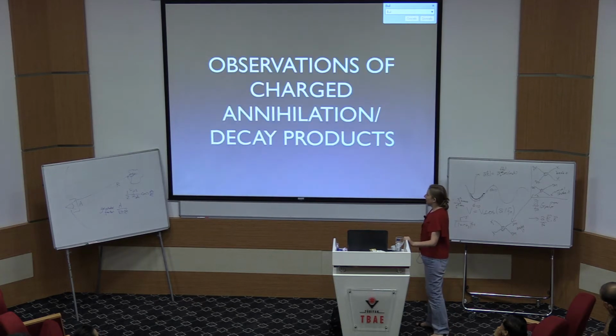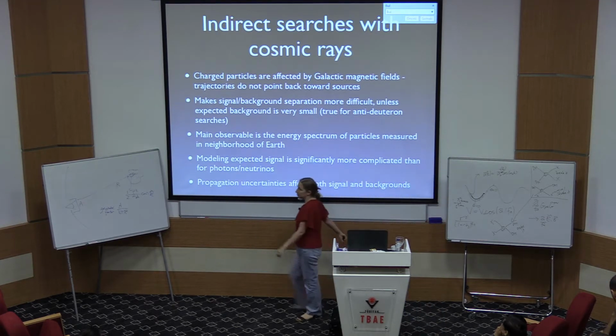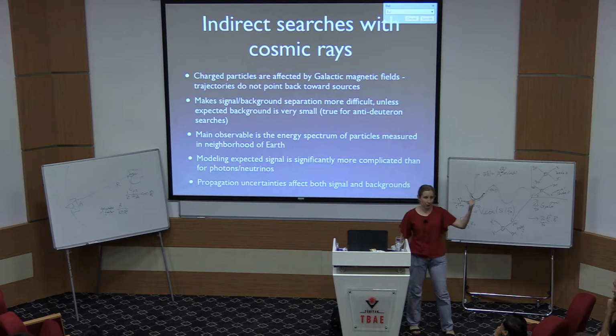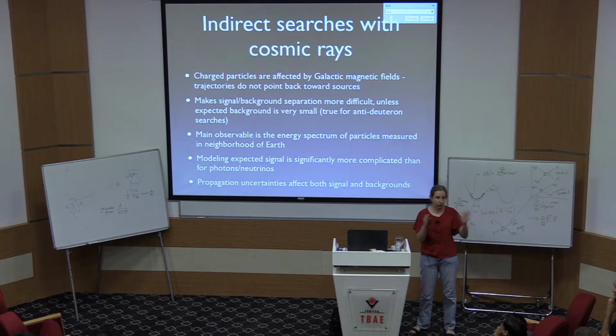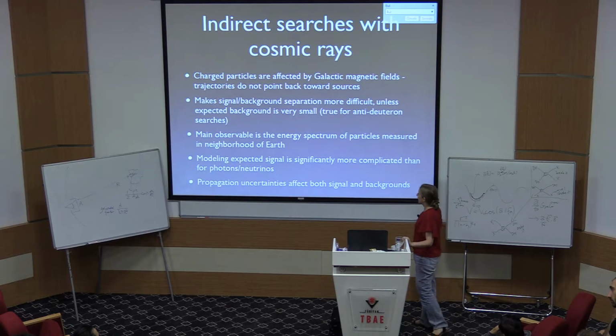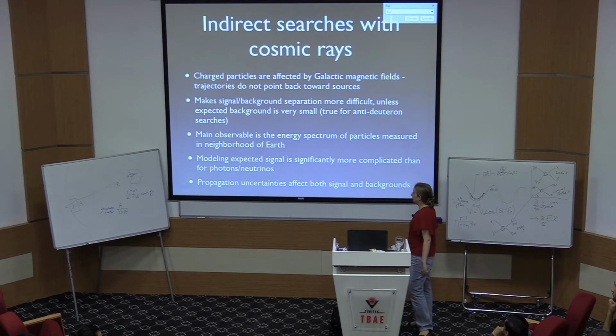For charged annihilation and decay products, the situation is more complicated. You can't do this integral over line of sight because our galaxy has significant magnetic fields, and so the trajectories of charged particles when they hit our detectors at Earth come from all directions, essentially isotropically, and it's very hard to trace them back to the sources that they came from. This also makes the signal to background separation a lot harder unless the expected background is really small. So this is true for searches for antideuterons and for heavier antinuclei. For that, you also expect the flux to be pretty small, but there are experiments like the GAPS experiment that is going to try to do an antideuteron measurement.